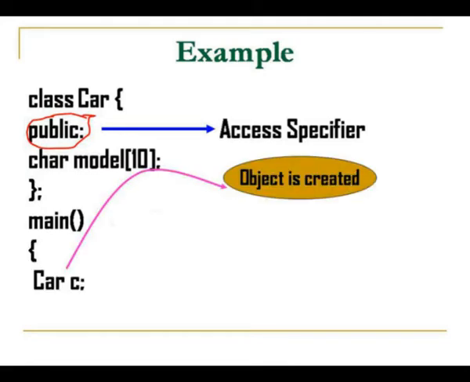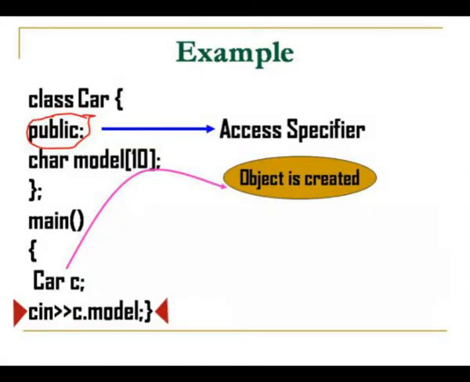Here you are creating an object for the class. The class name followed by an object name is called the creation method for an object. So, when you have the class name followed by some other name, that indicates the object name. So, in this particular program, C is the object name. This is how an object is created. And we have this input command followed by the extraction operator and C dot model. Now, if you see, model is the data member of the class car.